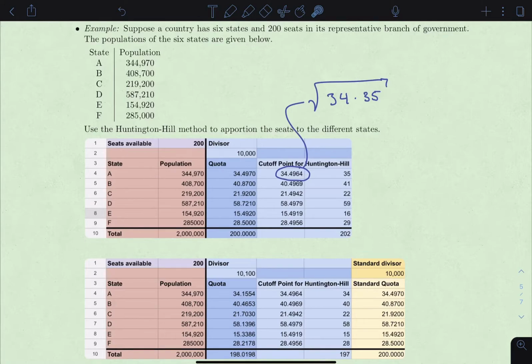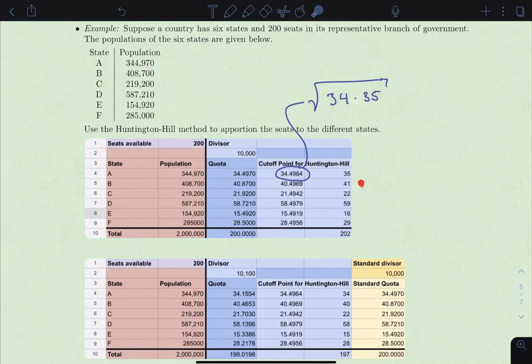But with the Huntington-Hill method, the rounding cutoff point is not 0.5. It's the square root of the 2 whole numbers nearest to the number that you're trying to round. So we see that the cutoff point is 34.4964, and 34.4970 is larger than that cutoff point. So you see that this number is rounded to 35. Similarly, all of these quotas are rounded based off of these cutoff points. And as whole numbers after that rounding, this is the list. So this would be your apportionment.